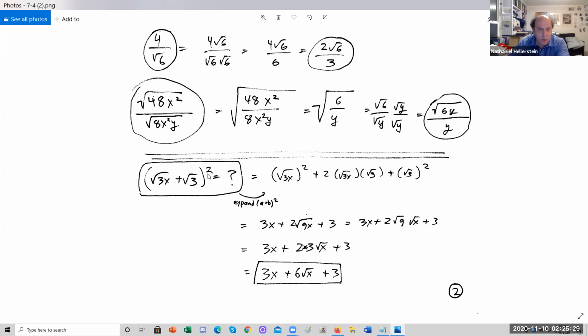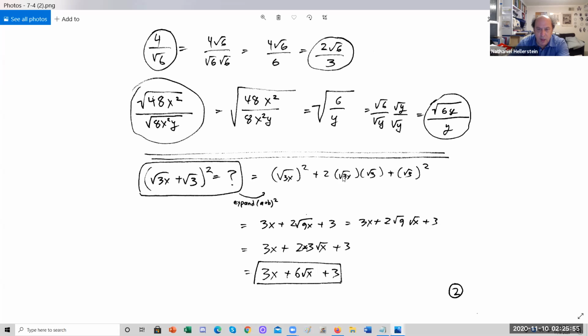Now here you have the square of a sum of two roots. A square of a sum is square plus twice product plus square. So root 3x squared, plus twice root 3x times root 3, plus root 3 squared. Root 3x squared is just 3x. Root 3 squared is just 3.